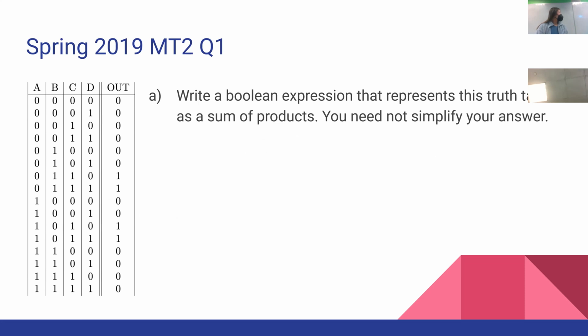This is from the spring 29 midterm 2. Here you're given a truth table with 4 variables, A, B, C, and D, and then you see the outputs. If you take a quick glance at the table, you can see that in 4 rows, the output column outputs a 1. The question is asking you to write a Boolean expression that represents this truth table using the sum of products. In this case, we don't need to simplify.